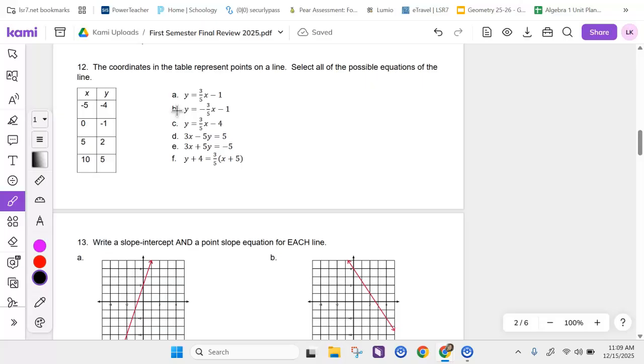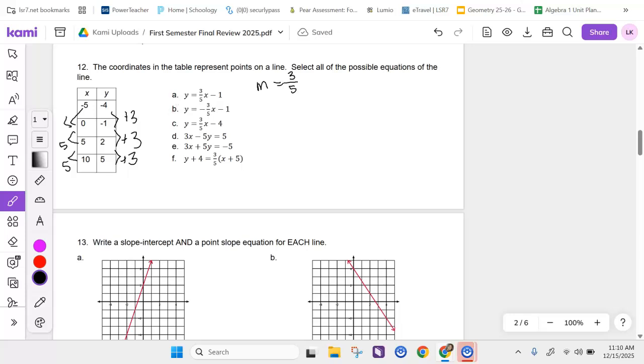First I need to find my slope, so change of y over change of x, so that'd be plus 3, plus 3, plus 3, and that is plus 5, plus 5, plus 5. So my slope is 3 over 5.